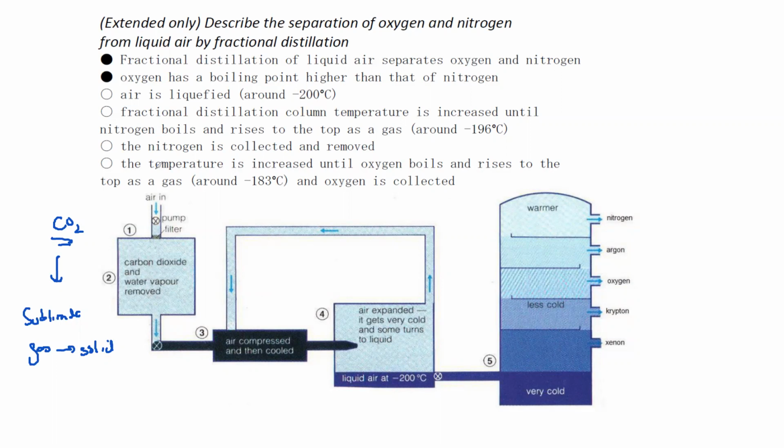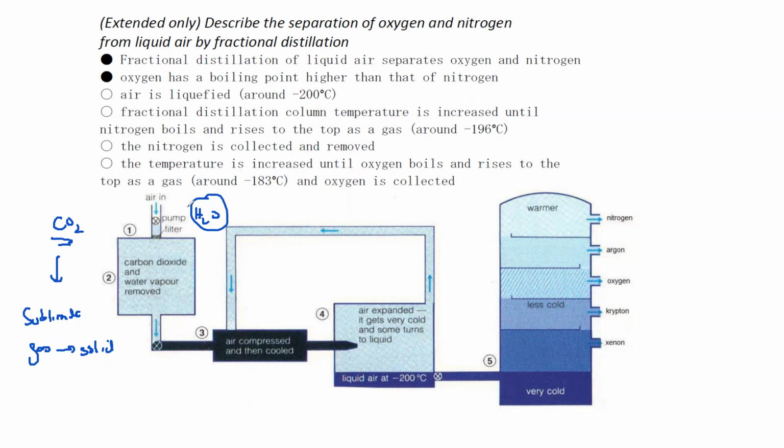So how is carbon dioxide removed? Because carbon dioxide is an acidic oxide, we can use a base to remove this carbon dioxide. And then water vapors. Why do we remove water vapors from the air? Because the percentage of water is not the same or constant. It varies from place to place.